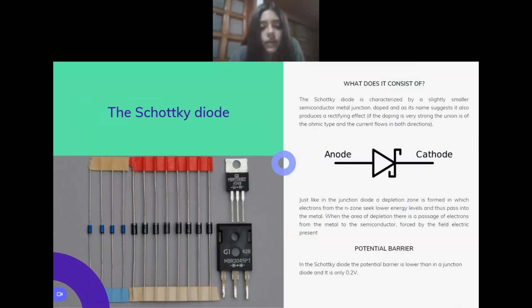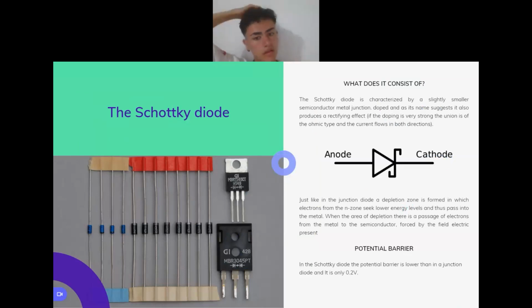The Schottky diode is characterized by a semiconductor-metal junction, lightly doped, and as its name suggests it also produces a rectifying effect. If the doping is very strong, the junction is of the ohmic type and the current flows in both directions. Just like in the injection diode, a depletion zone is formed in which electrons form and seek lower energy levels and deposit into the metal.